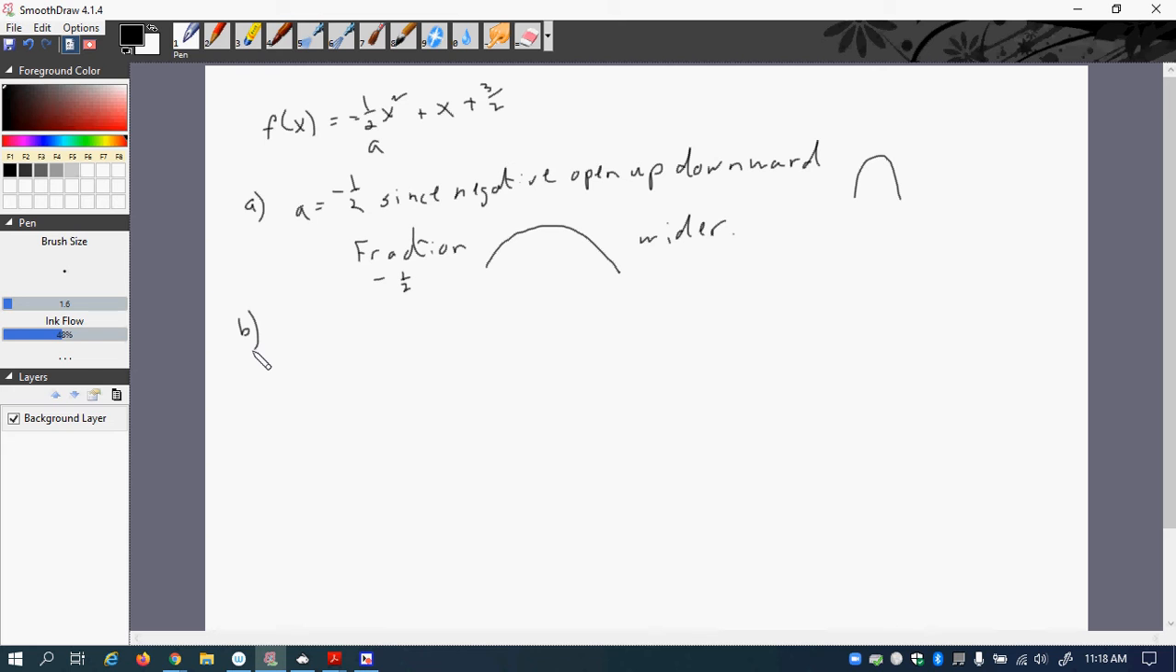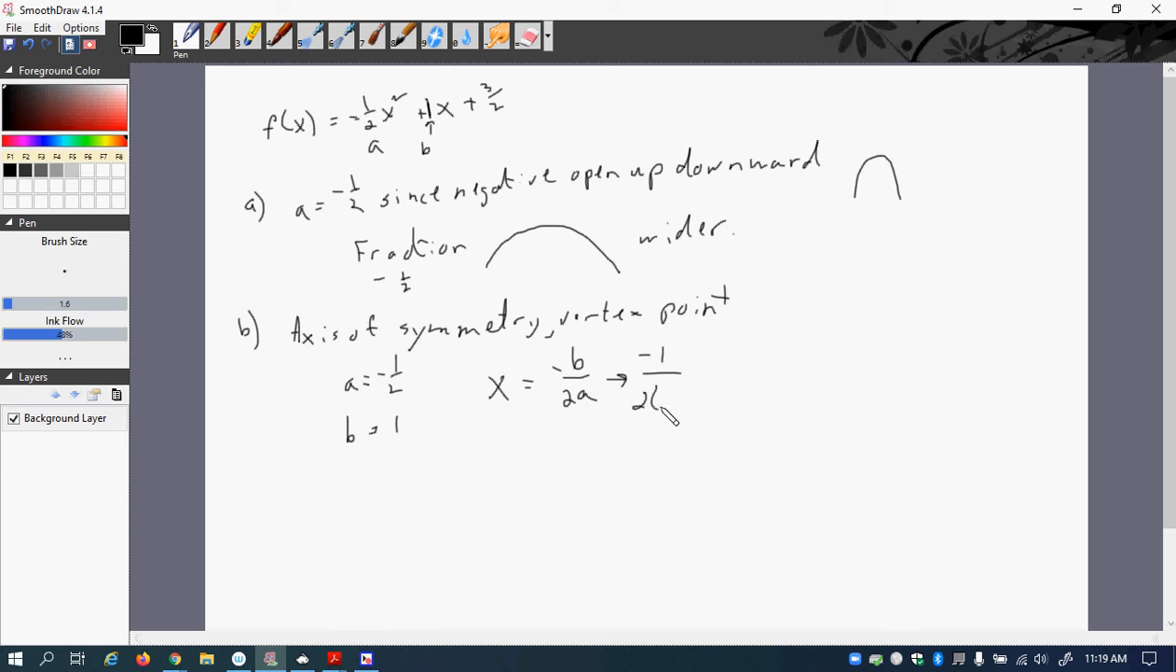The second question is to find the axes of symmetry, as well as the vertex point. We've done this in the past. So we just need the a, which is negative 1/2, and we need the b, which in this case is 1, because the b is right here. So we know the formula is x equal to negative b over 2a. We put in the b, which is 1, and there's a negative already in there, over 2 times a negative 1/2. So I get negative 1 over, and 2 times a half becomes a negative 1. And so then we get 1 as our answer for x.